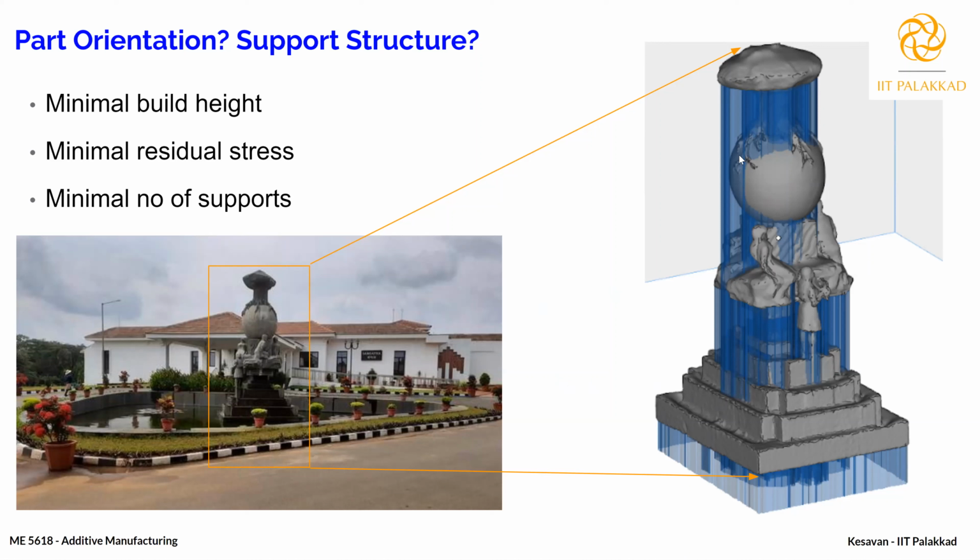Here you see the blue lines are all supporting structures, right? So by changing the orientation, these blue lines or blue part can be minimized. So you need to optimize that, right? And again, another thing: you need to position such that you have a large amount of upskin region than the downskin.